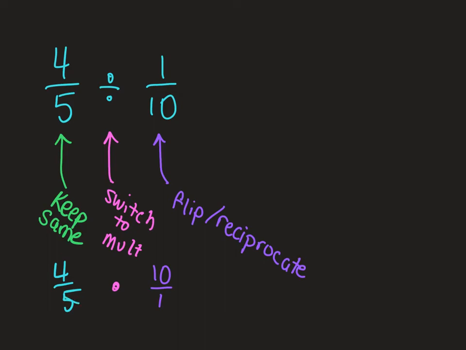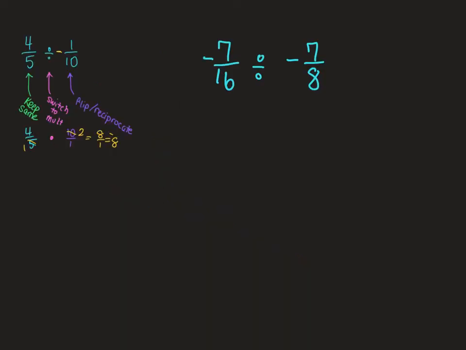I'm going to make him a 1 and make him a 2. 8 over 1 is 8. If one person happened to be negative, the answer would be -8. Keep, switch, flip. All right, let's try this one.